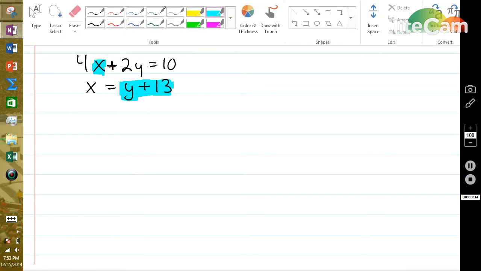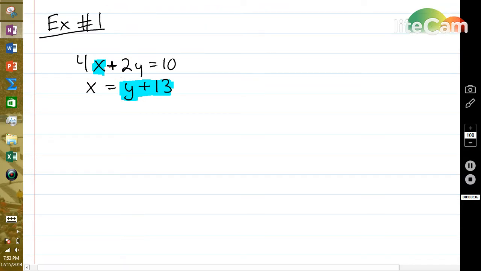So to solve using substitution, we're going to take y plus 13 and substitute it in for the x in the first equation. So when you plug it in, it's going to be 4 times (y plus 13) plus 2y equals 10.